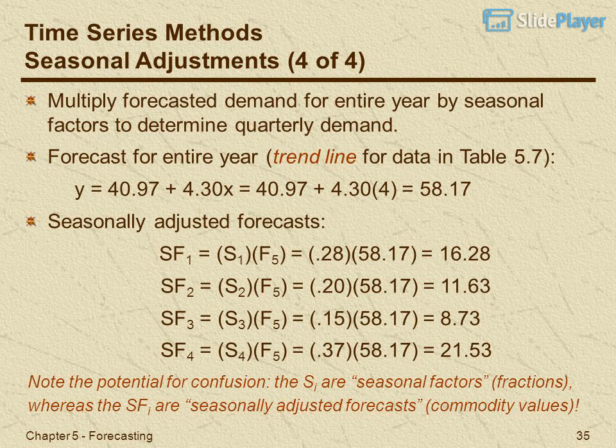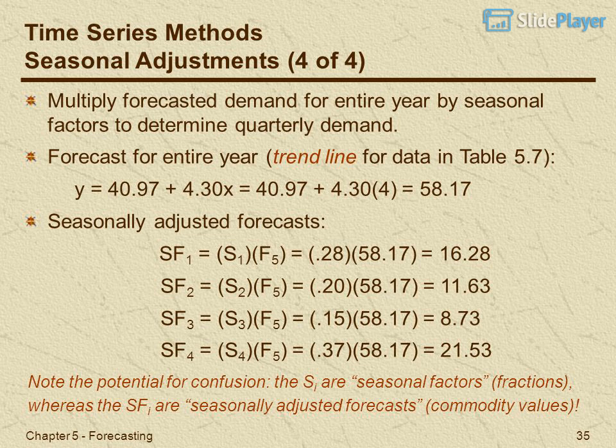Time series methods. Seasonal adjustments, 4 of 4. Multiply forecasted demand for entire year by seasonal factors to determine quarterly demand. Forecast for entire year, trendline for data in Table 5.7. Y equals 40.97 plus 4.30x equals 40.97 plus 4.30(4) equals 58.17.